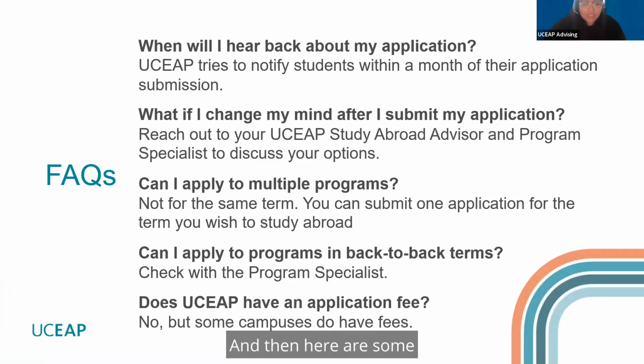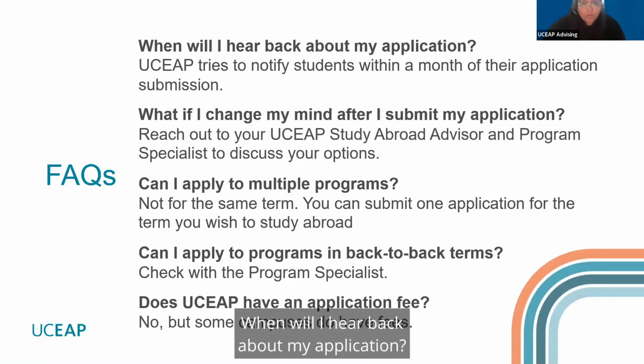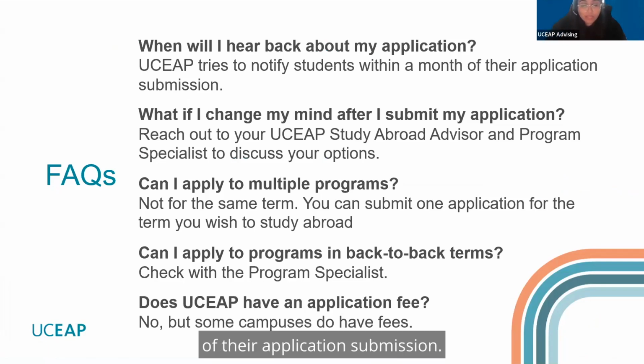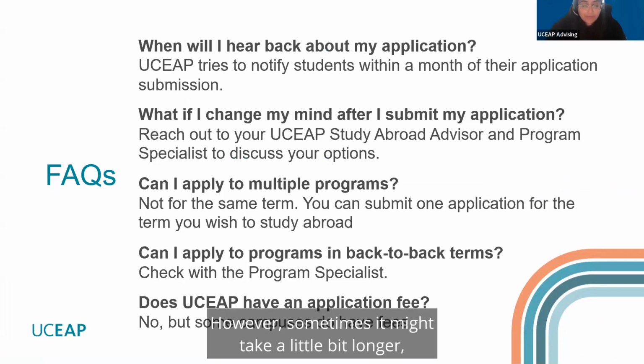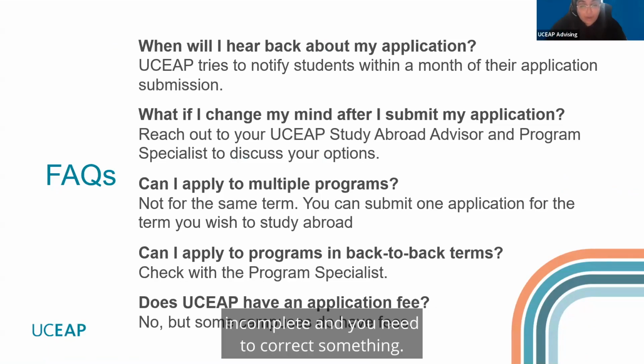And then here are some of our frequently asked questions that we receive. When will I hear back about my application? UCAP tries to notify students within a month of their application submission. However, sometimes it might take a little bit longer, but keep an eye on your email in case your application was incomplete and you need to correct something.